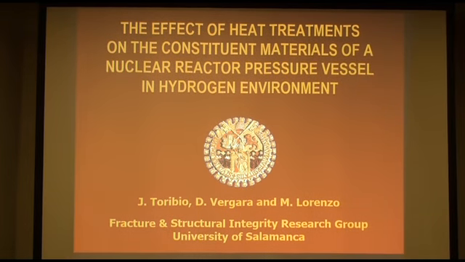I am going to talk about the effect of heat treatments on the constituent materials of a nuclear reactor pressure vessel in hybrid environment.